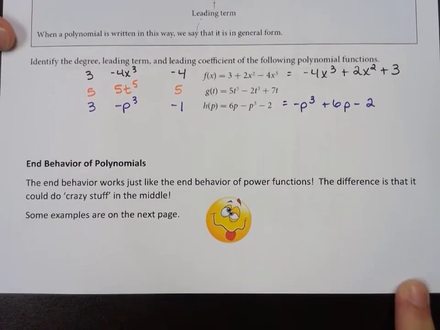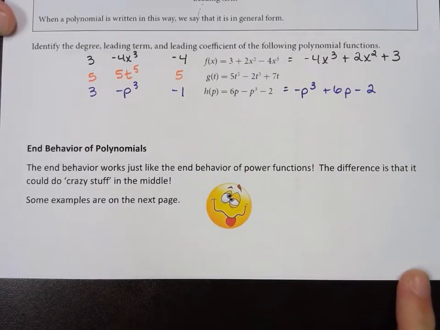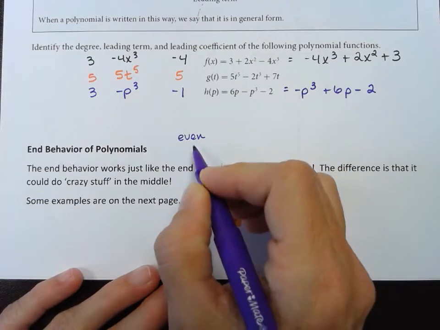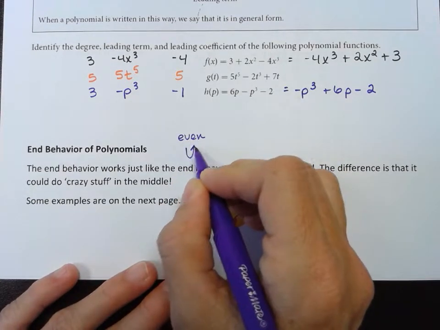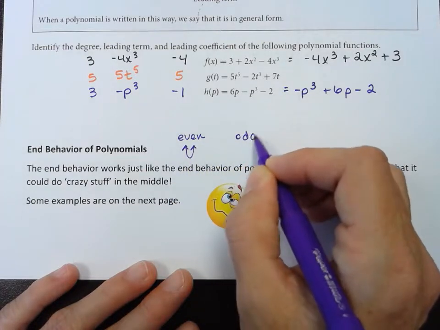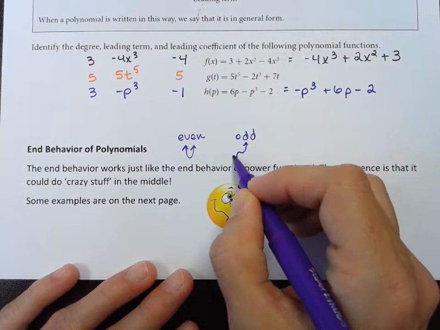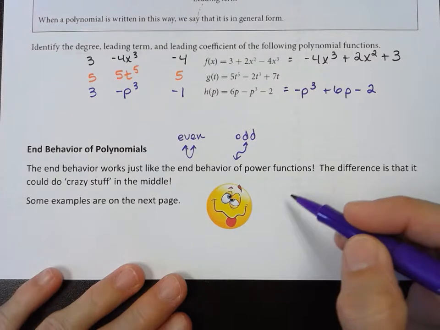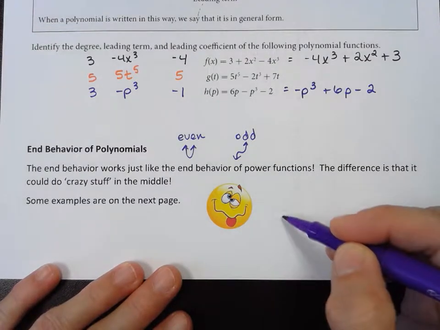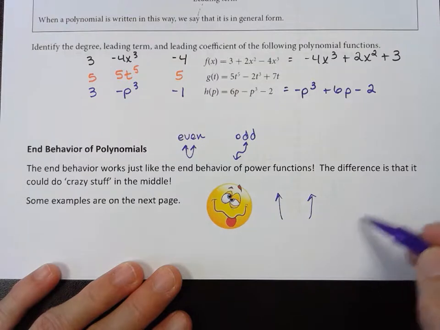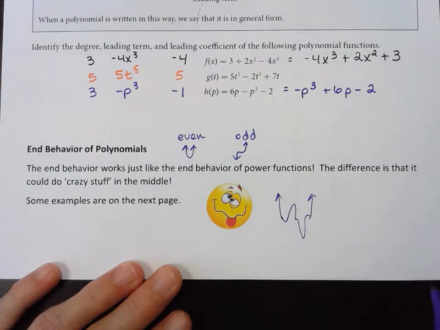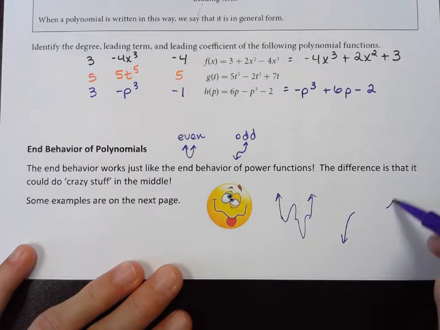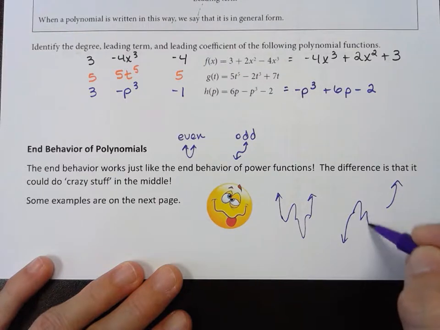So in the last video, we talked about the end behavior of power functions. Remember, we said if it's an even powered power function, it makes a U shape, and if it's an odd powered power function, it makes that S shape. Well, a polynomial works the same way. The difference is, if you have an even degreed polynomial, it still goes up on the ends or even down on the ends, but it could do crazy stuff in the middle. For your odd function, it will still go down on the left, up on the right, or vice versa, but it could do crazy stuff in the middle.